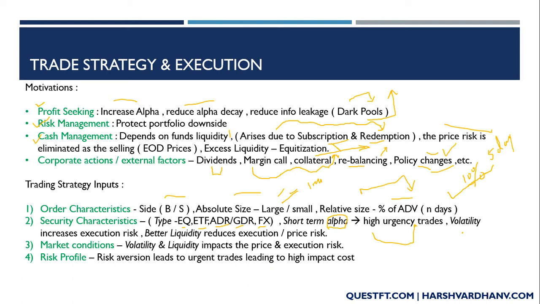In high urgency trades, what happens? The volatility increases the execution risk. Obviously, if a stock is moving very volatilely, the risk with the buyer is that the price at which the stock gets executed might be higher than the planned price. Market conditions is obviously the same thing that we have discussed over here. If the market is having high volatility, the execution risk is high. If the market is having high liquidity, the execution risk is low.